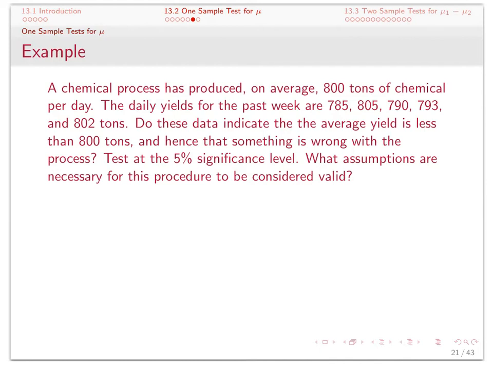So let's consider an example where a chemical process has produced on average 800 tons of chemical per day. The daily yields for the past week are 785, 805, 790, 793, and 802 tons. Do these data indicate that the average yield is less than 800 tons, and hence that something is wrong with the process? Let's perform a test at the 5% significance level, and along the way we're going to need to determine what assumptions are necessary for this procedure to be considered.